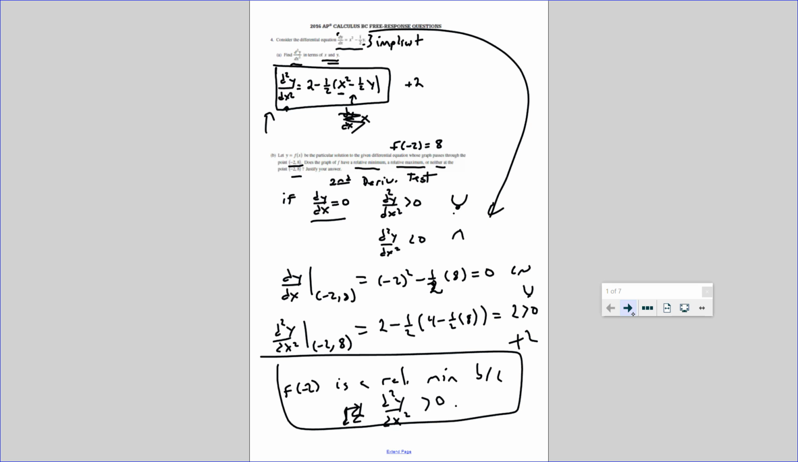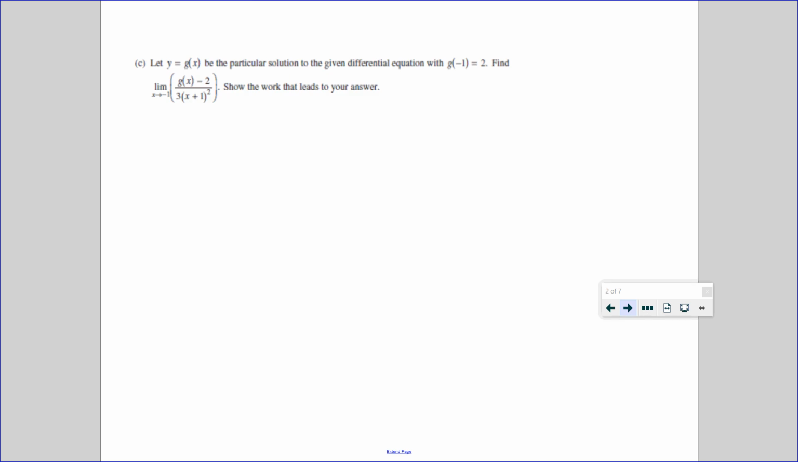Now, part C, here's an old friend of ours. It says, let y equal the function g of x be a particular solution to a differential equation. They're saying g of -1 is 2. What they're really saying also is that the y value at -1 is also 2. We want to find this limit. And this is just a limit problem. I will tell you this question caused a lot of anger amongst teachers because nobody was expecting how much work they expected everybody to show on this one. So let's plug everything in.